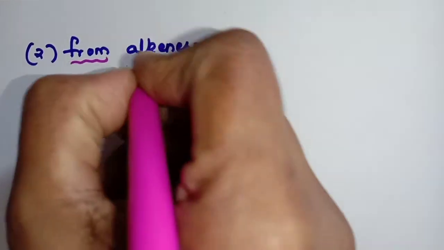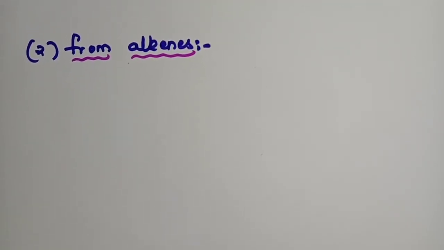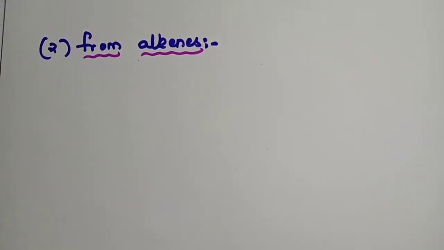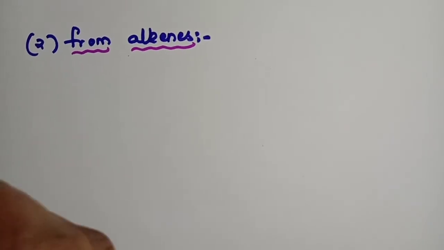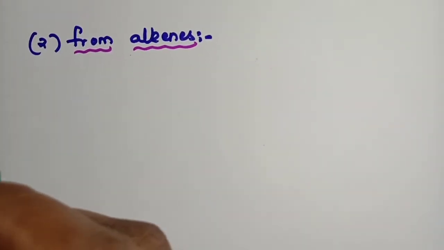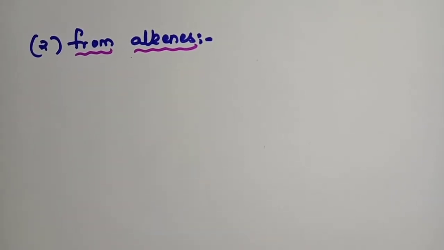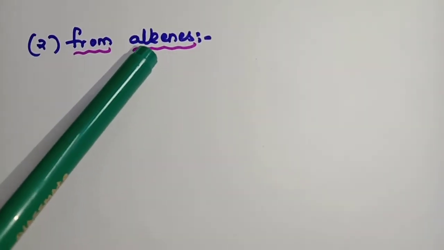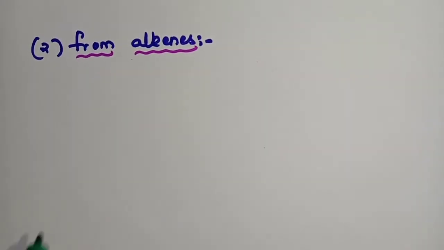So how to prepare ethers from alkenes? Write down the statement, students. Ethers are formed by the direct addition of alcohols in the presence of sulfuric acid. To what should we add alcohols? What did I write here? From alkenes. So alcohol should be added to alkenes in the presence of H2SO4.